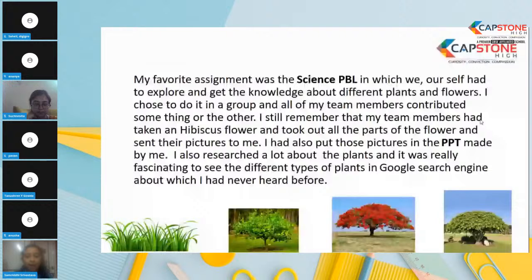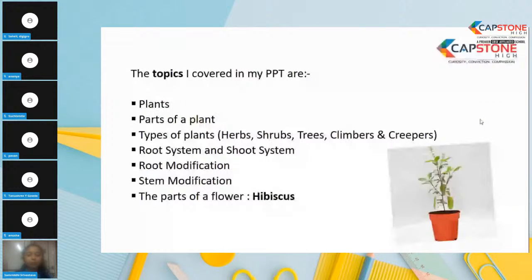My favorite assignment was the Science PBL, in which we ourselves had to explore and get the knowledge about different plants and flowers. I chose to do it in a group, and all of my team members contributed something or the other. I still remember that my team members had taken a hibiscus flower and taken out all the parts of the flower and sent their pictures to me. I had also put those pictures in the PPT made by me. I also researched a lot about the plants, and it was really fascinating to see the different types of plants in the Google search engine about which I had never heard before.